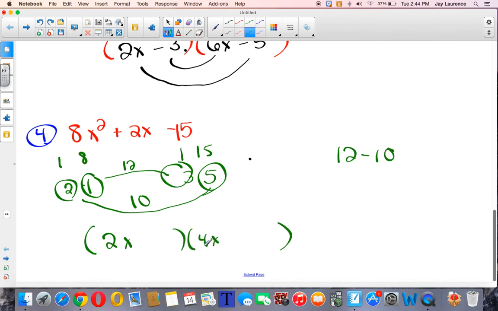Let's see. What did I multiply the 4 by? It looks like I multiplied it by a 3. I want the product to be positive. And then I multiplied the 2 by a 5. I want the product to be negative. And there you go. That's it.